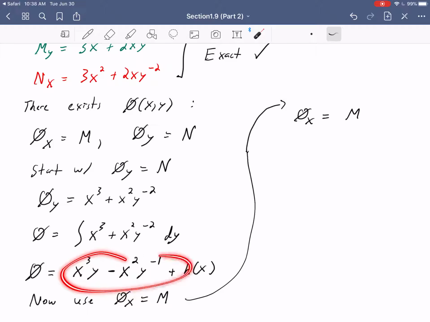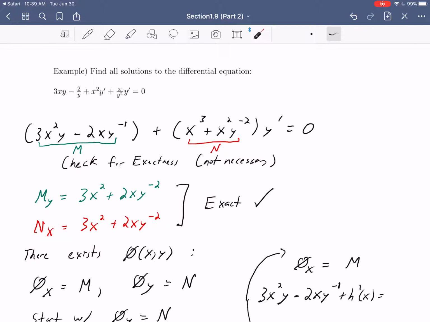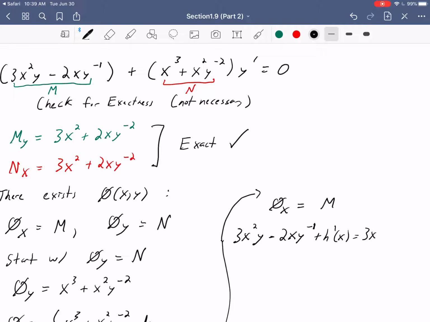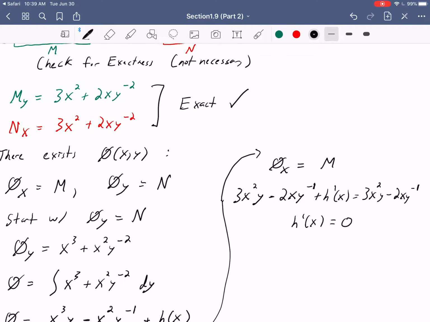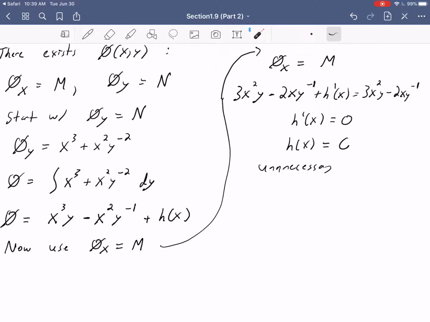What does that actually tell us? Well, we differentiate this with respect to x. It looks like we get 3x squared y minus 2xy to the minus 1 plus h prime, which is supposed to be equal to this M component. M was this thing right here. So we get 3x squared y minus 2xy to the minus 1. Notice that all the multivariate stuff is going to cancel out, and we're going to get h prime of x equals 0. So technically h of x is equal to a constant, so unnecessary, right? We don't actually need to include that because it's not really a function of x, it's just an unknown constant.